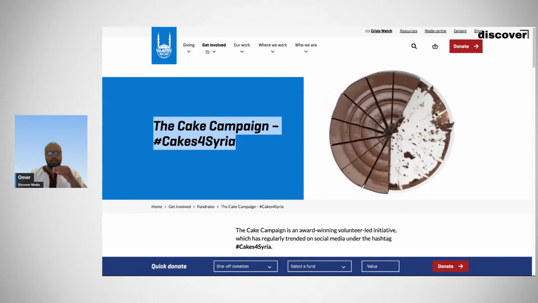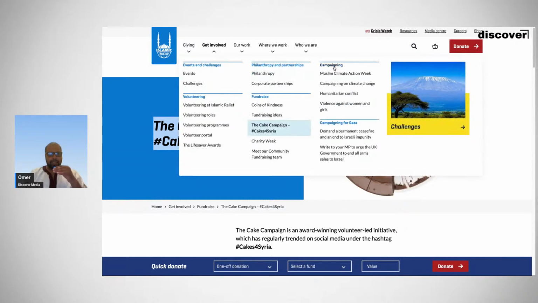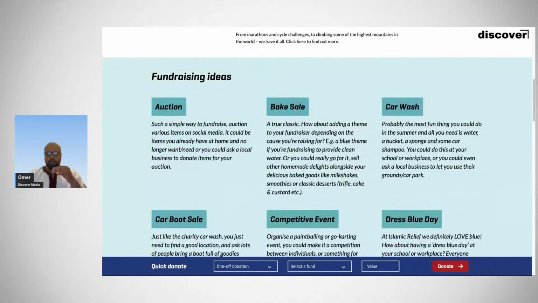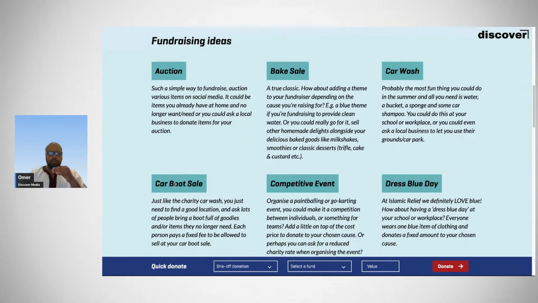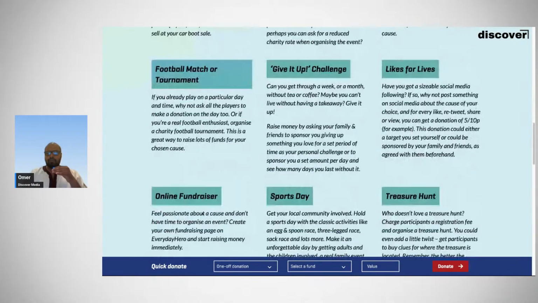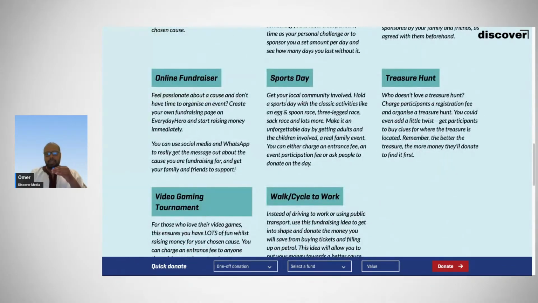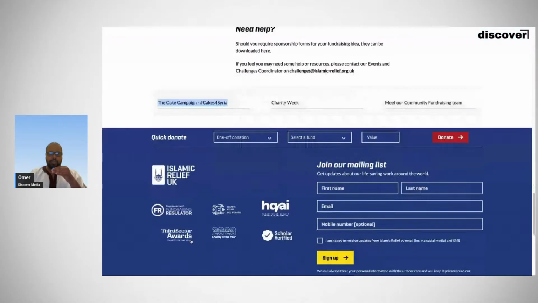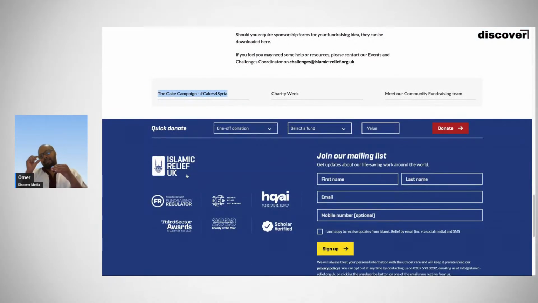Because look, get involved, and it's telling you ideas. If you want to raise money, here is what you could do. Here's ideas. Go and do it. Go and bake for sale. Go and car wash. Go and dress like this. Go and do a car boot sale. Sky's the limit. They're not saying this so you can only do it for Islamic Relief. Some people only care about their organization, but some organizations care about the sector.